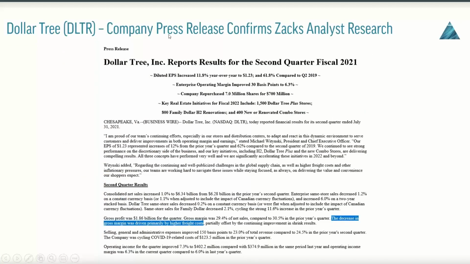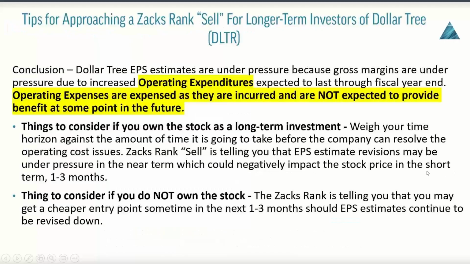And we can confirm this further by going into a company press release, right? So the company press release, again, confirms the Zacks analyst research. I always like to just keep digging. It's incredible what you can find. The decrease in gross margin was driven primarily by higher freight costs, right? So again, the Zacks analyst research nailed it. It's right in the company guidance, and that's what you would expect, okay?